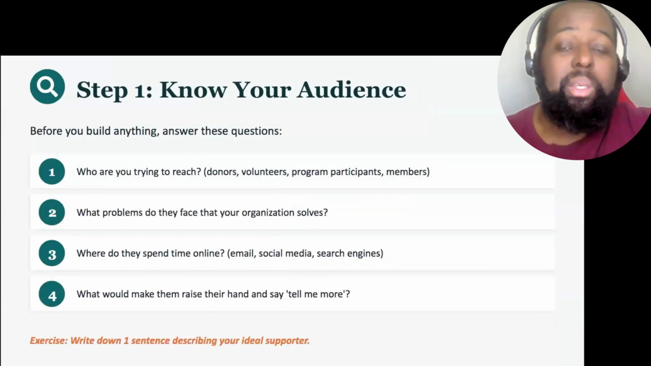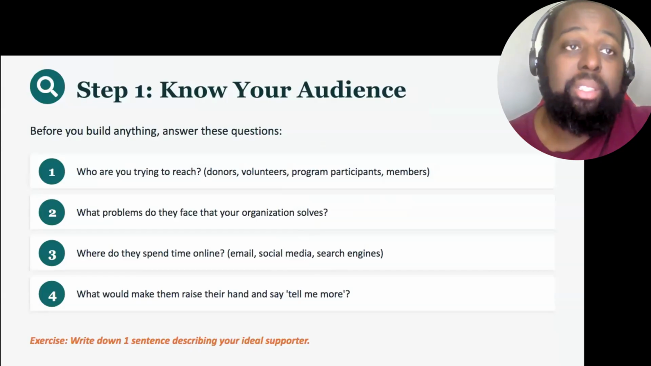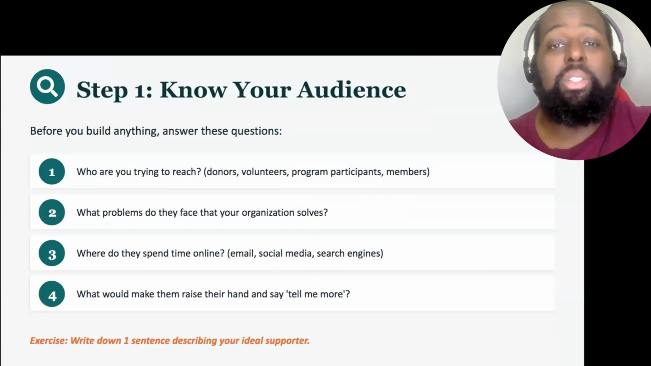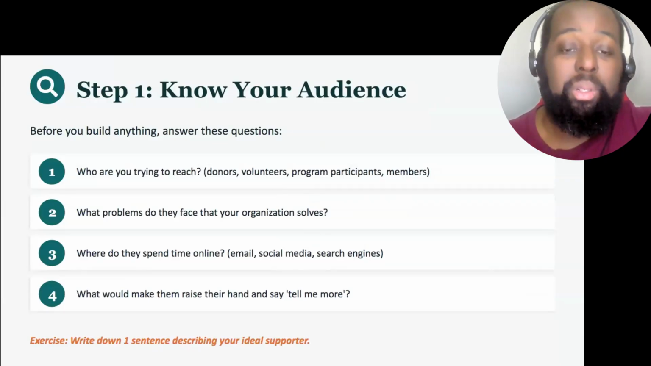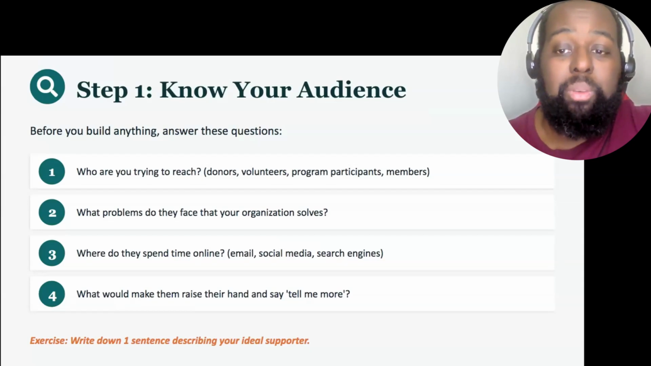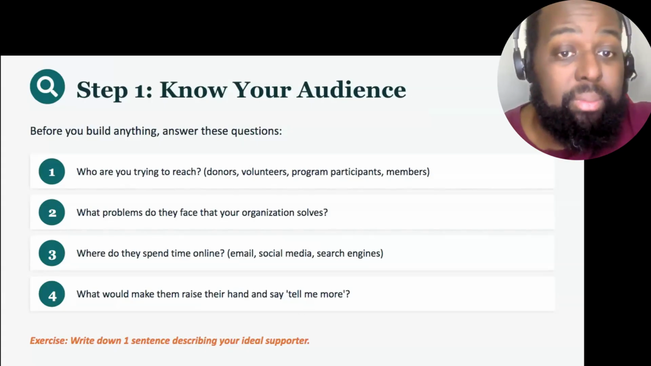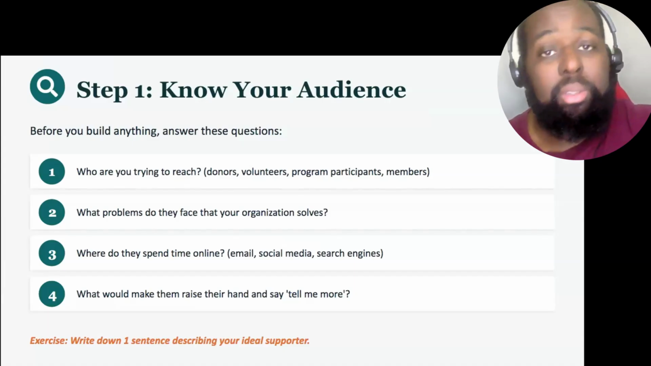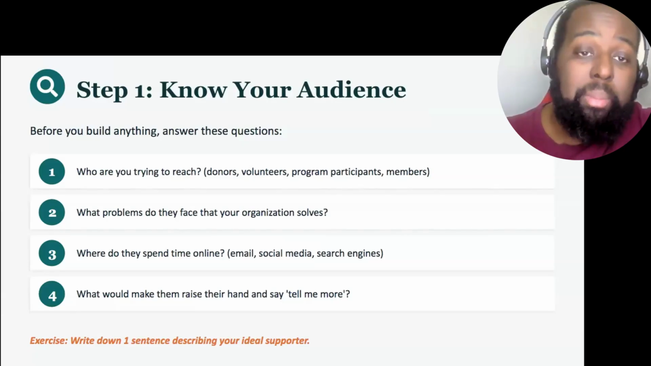So when you start doing this, anytime you do any type of marketing communications, the foundation of it all is knowing who you're talking to, knowing your audience. Building anything of substance, you have to know who is the person that would take advantage of or benefit the most from what you provide. So here's a 4-step way to help figure that out. First is who are you trying to reach? In the nonprofit case, you have donors, volunteers, program participants, members. Sometimes this can be all of the above.